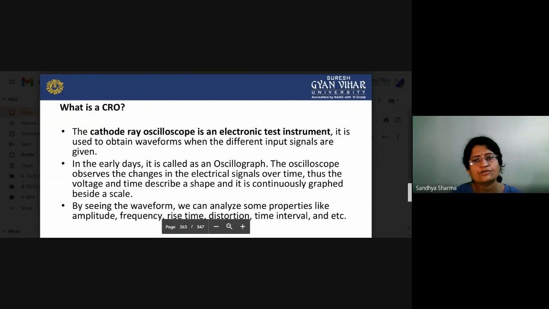It is also called an oscillograph. The oscilloscope observes the change in an electrical signal over time. Thus, voltage and time describe a shape, which is continuously graphed against a scale. By seeing the waveform, we can analyze properties like amplitude, frequency, rise time, distortions, time interval, etc. These are the features which we can observe by using the CRO.